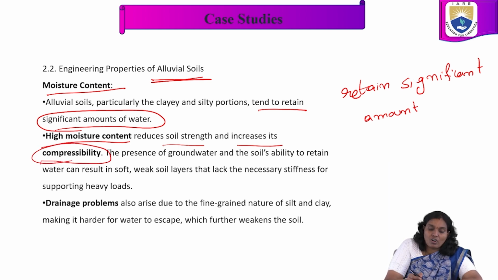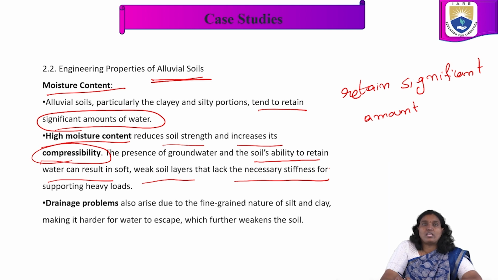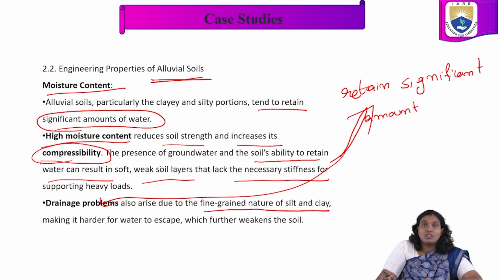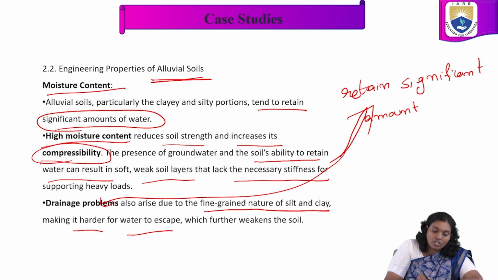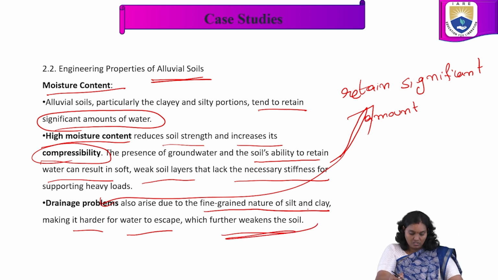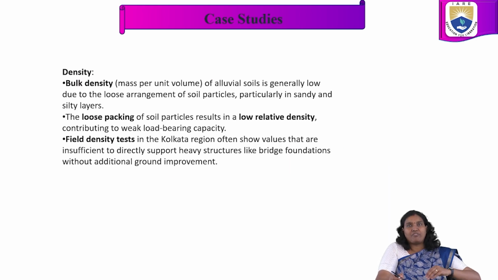The presence of groundwater and the soil's ability to retain water can result in soft, weak soil layers that lack the necessary stiffness for supporting heavy loads. Drainage problems also arise due to the fine-grained nature of the silt and clay, because they retain the water. This nature of silt and clay makes it harder for water to escape, which further weakens the soil. So the drainage problems are also something we face.